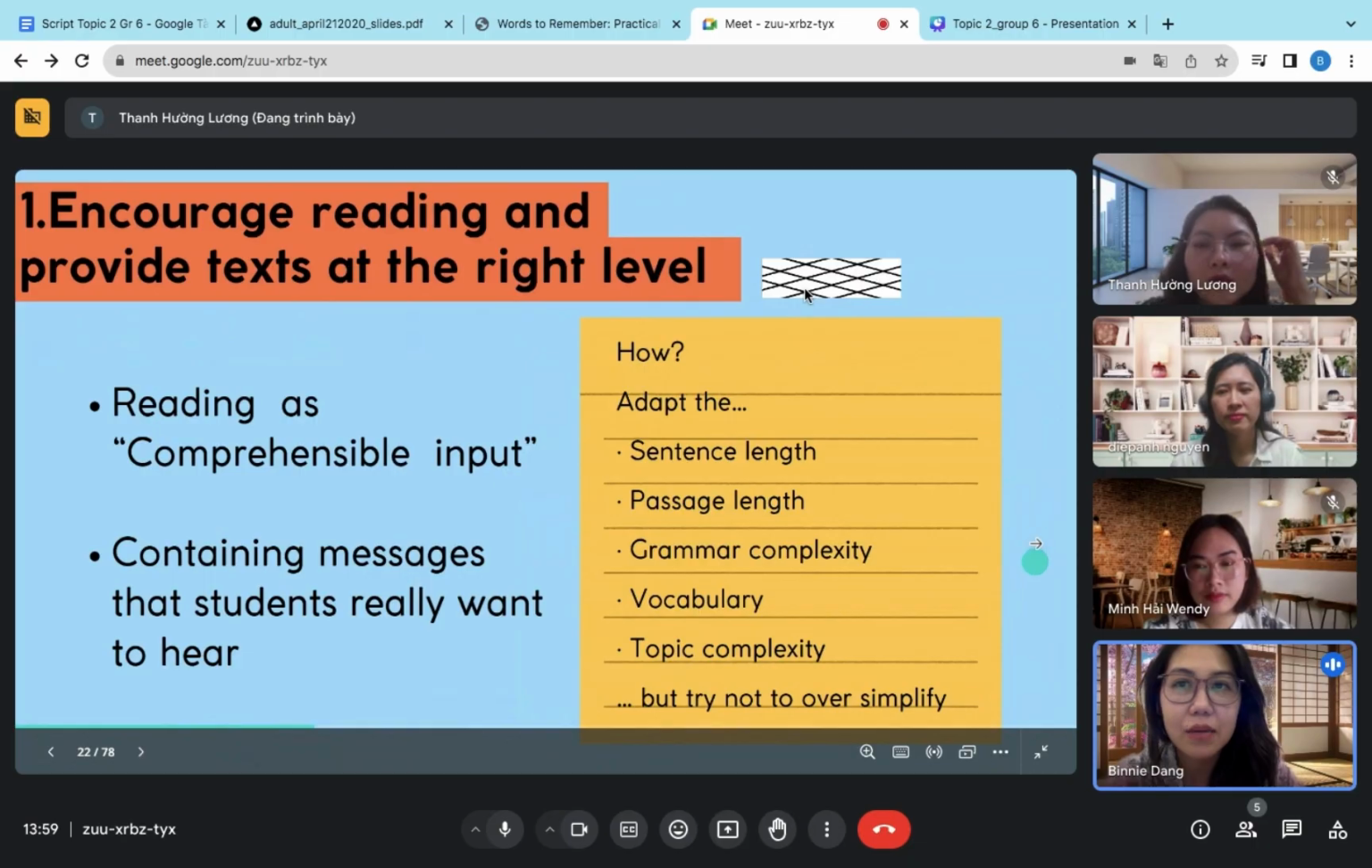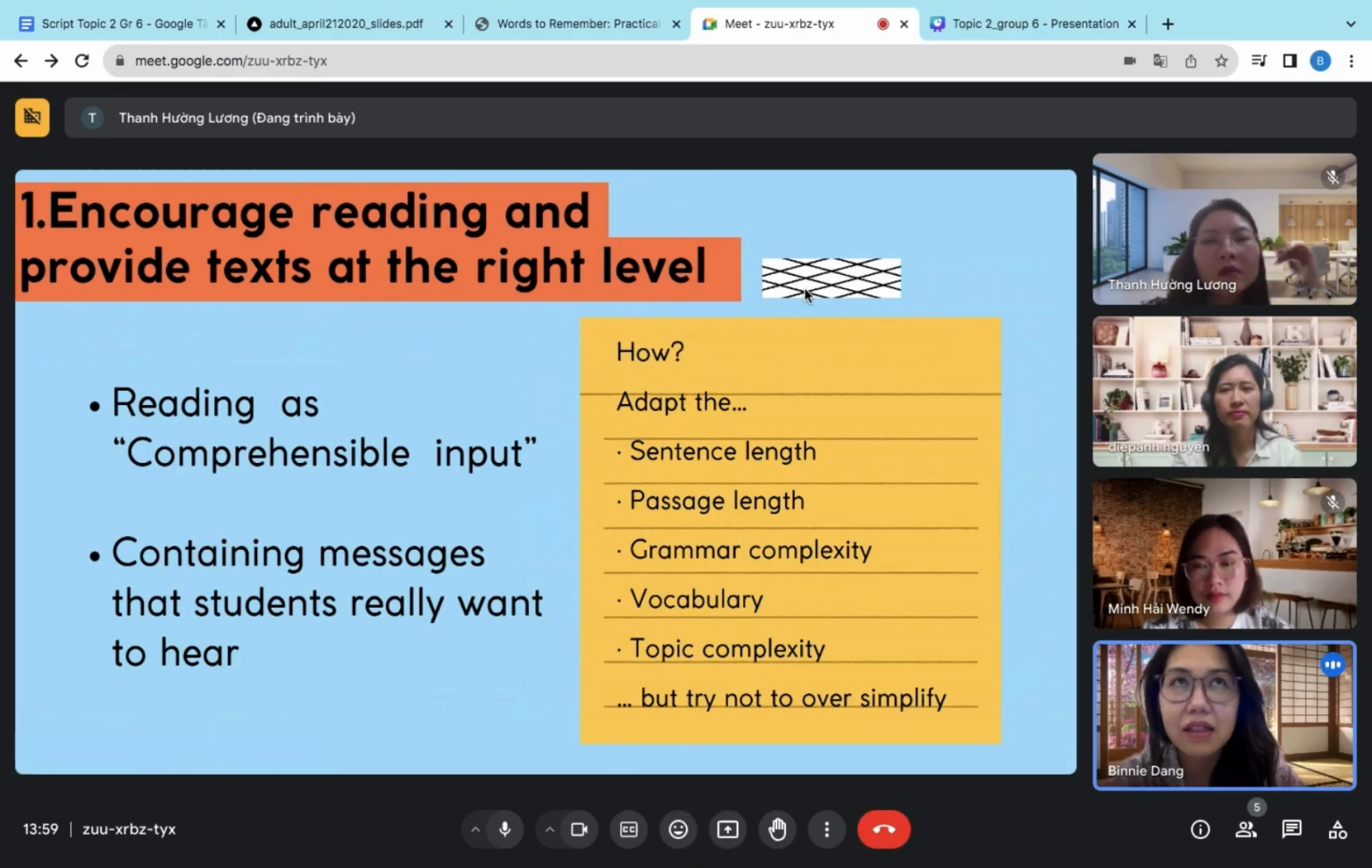We can see reading as comprehensible input for the students, and the reading should contain the messages that our students really want to hear. So how can we teachers do this?